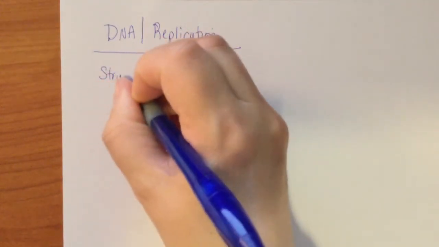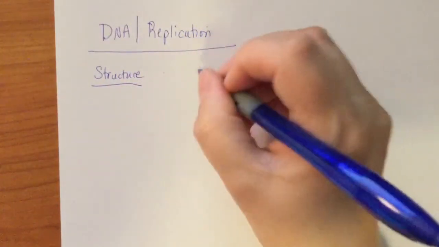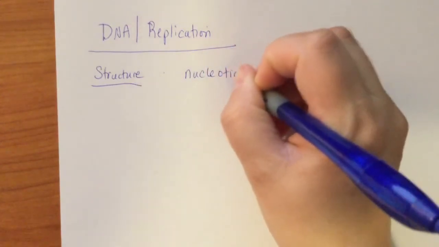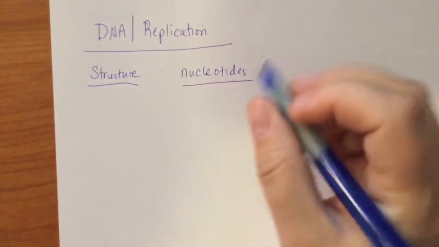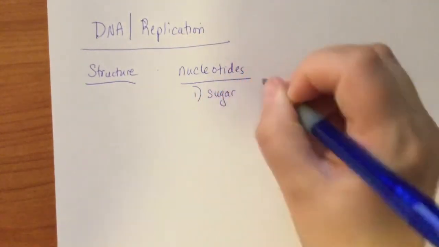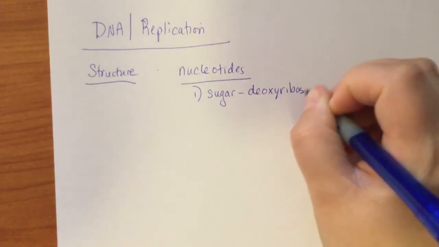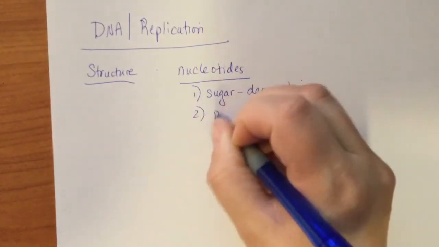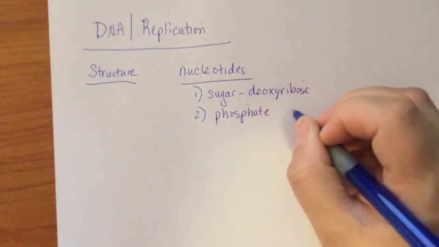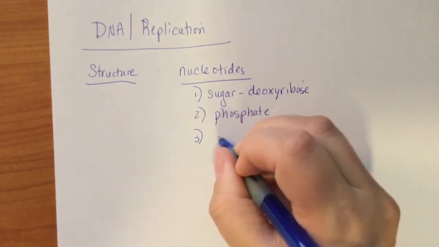There's going to be a lot of questions about the structure of DNA, so these are hopefully the easy ones. I hope that you know that DNA is made up of really long repeating units called nucleotides, and nucleotides have three parts. The first part is the sugar, and it is called deoxyribose. The second part is the phosphate, and that's the phosphorus molecule surrounded by a bunch of oxygens. And the third part is going to be one of the bases.